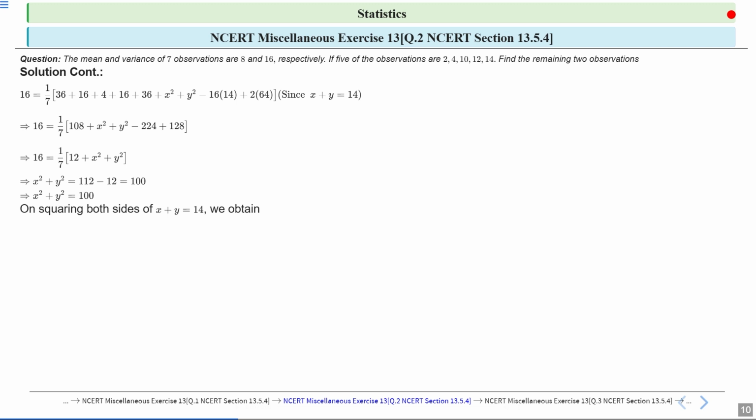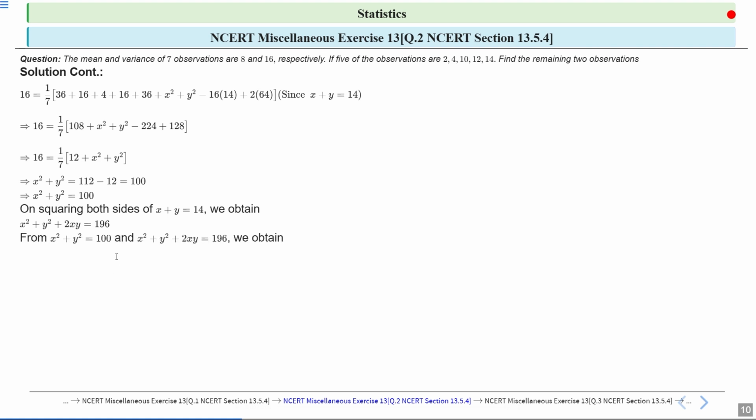Now let's use the fact that x plus y is 14. So if we square both sides of this equation, then we obtain x square plus y square plus 2xy equal to 196. Here x square plus y square is the sum of the squares and 2xy is twice the product of two unknown numbers.